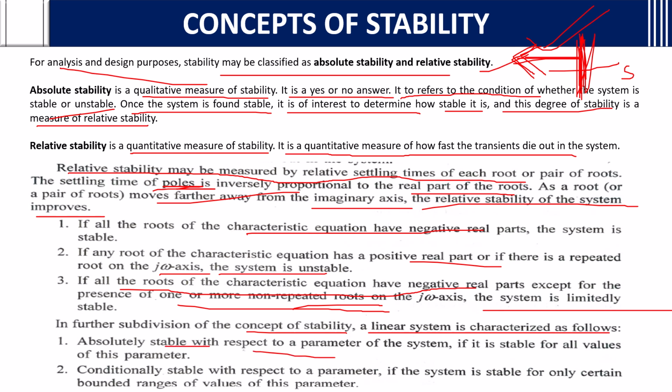In further subdivision of the concept of stability, a linear system is characterized as absolutely stable with respect to a parameter of the system if it is stable for all values of the parameter. Conditionally stable with respect to a parameter means the system is stable for only certain bounded ranges of values of this parameter. Absolutely stable means for all values of the parameter it is stable, but conditionally means for particular conditions or a range of values it is stable, and for others it is not. These are the concepts of stability that you should understand.